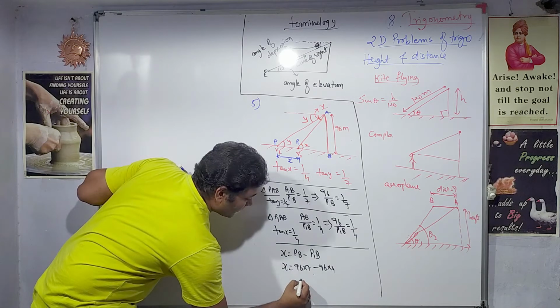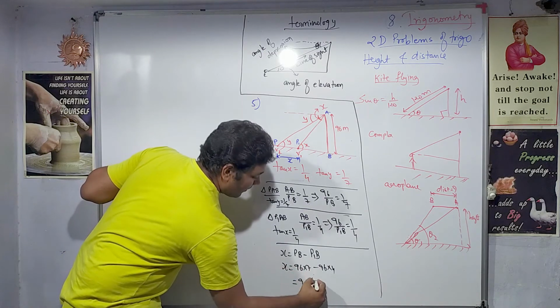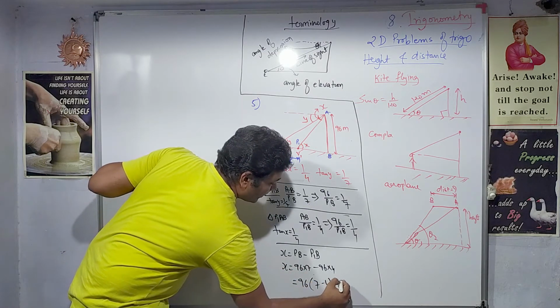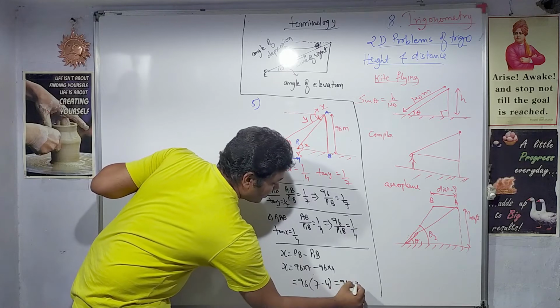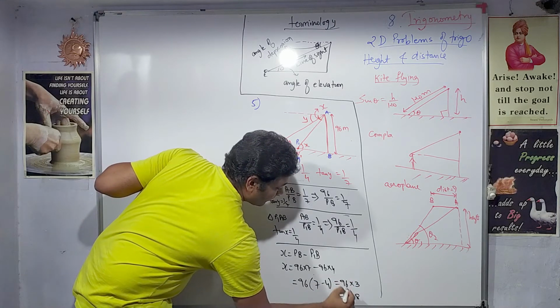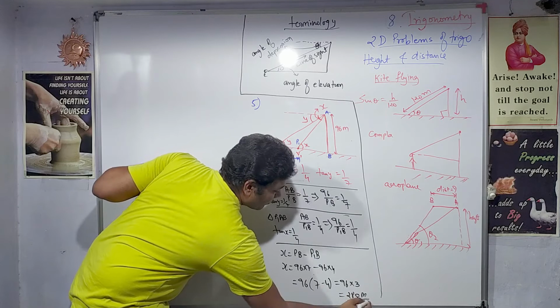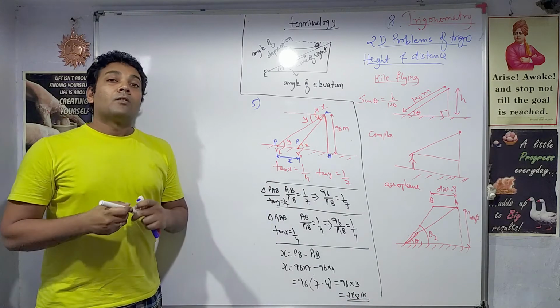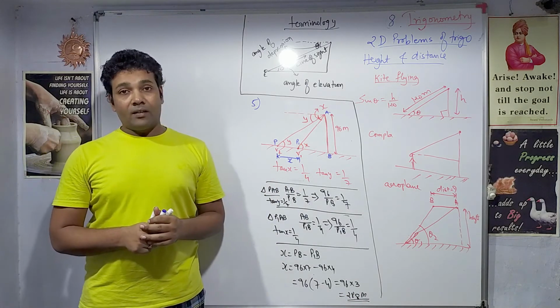Simplify this: 96 common, 7 minus 4, it will be 96 into 3, 288 meters. Simple. So questions are complex.